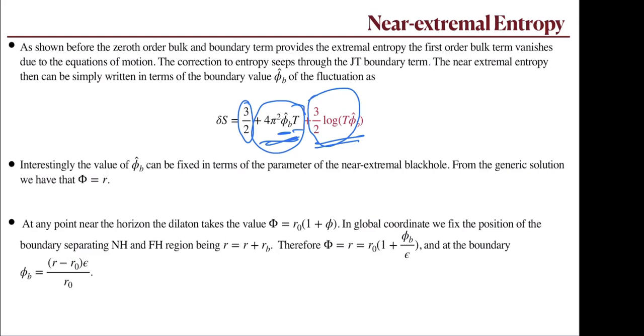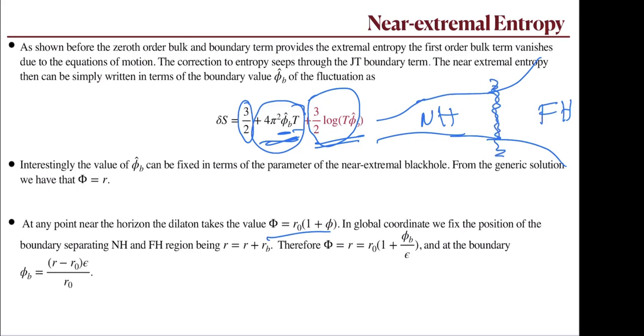It can be seen that, if you remember, our solution was phi equal to r, okay? And at the horizon, what we took is a fluctuation, that phi equals r naught plus some phi, this kind of fluctuation that we have switched on at the horizon. So you see that there are two regions: a near horizon region and a far horizon region. Let's say there is a boundary between this near horizon and far horizon, at some value r equal to, let's say, this distance, my rb.